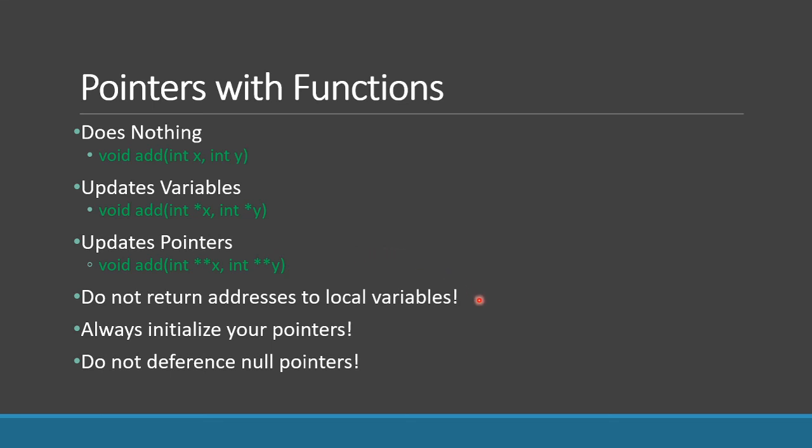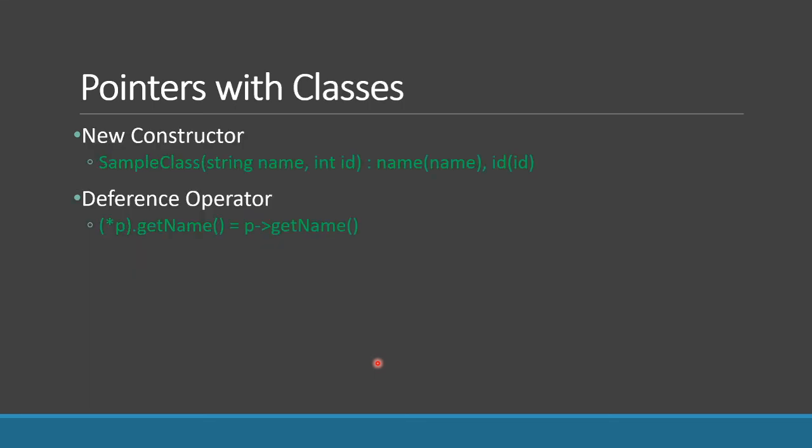We talked about the dangers with using pointers, such as not returning an address to a local variable. It's always a good idea to initialize pointers, and it's always a good idea to check for null pointers so that you don't dereference one and crash. Finally, we talked about how pointers work with classes. I just mentioned this short form of the constructor that you could use. And then we talked about how to dereference classes, and that those 2 ways to do this are equivalent.